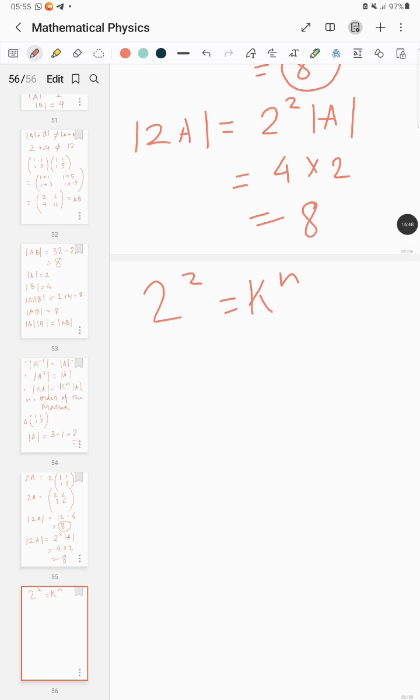So we have come to the end of the determinant properties of matrix. In the next video, we will talk about the types of matrix. Alright.